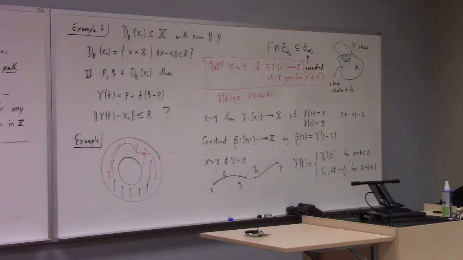A nice test question is to prove, from the definition alone, that the union of path-connected spaces is path-connected, as long as it has a non-empty intersection. So suppose you have two path-connected subsets of a topological space, and their intersection is non-empty. Can you prove that that union's path-connected? How do you do it?